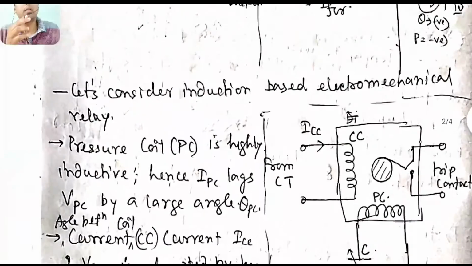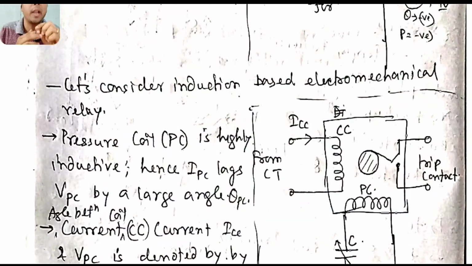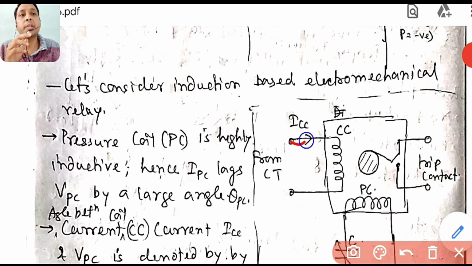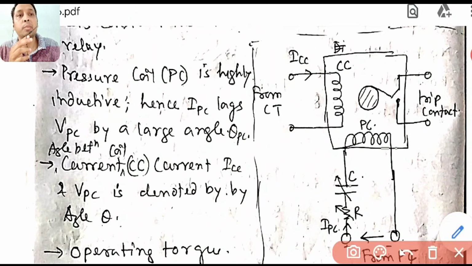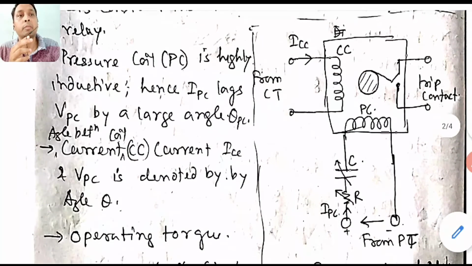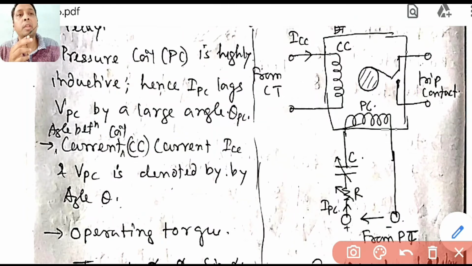Now let's consider an induction based electromechanical relay. You can think of your instrumentation course, that is your wattmeter. Here there are two coils, one is CC, one is PC, current coil and pressure coil. This is the current coil that is coming from CT, and the lower one is your PT connection. This is your pressure coil, which is sensing voltage.